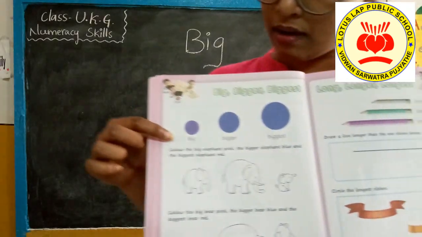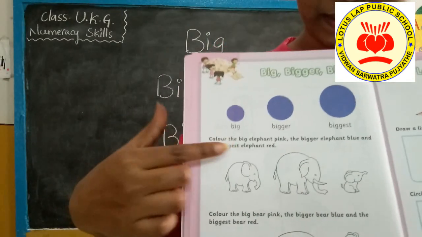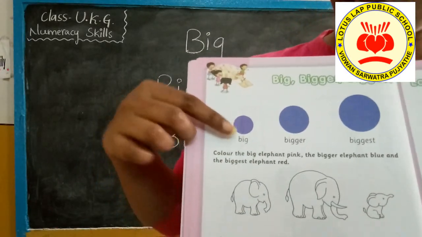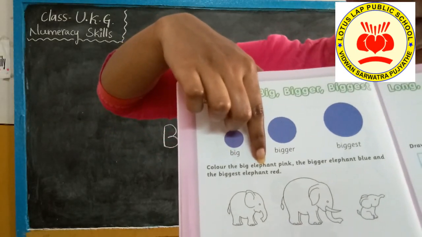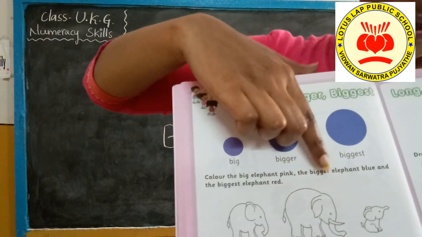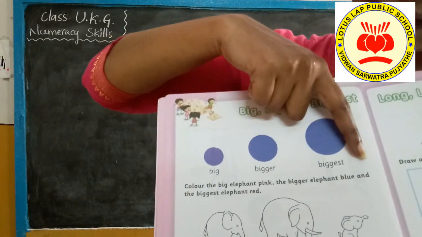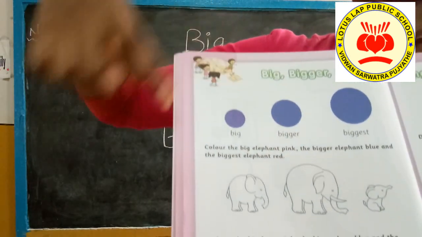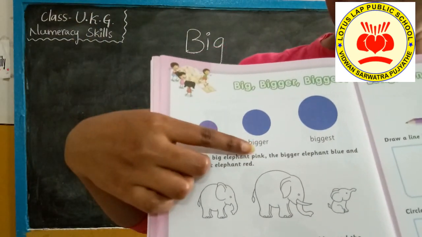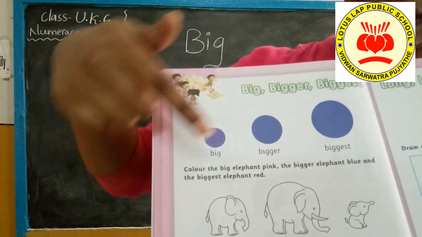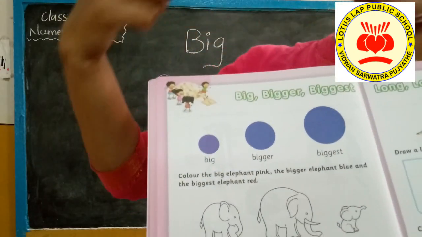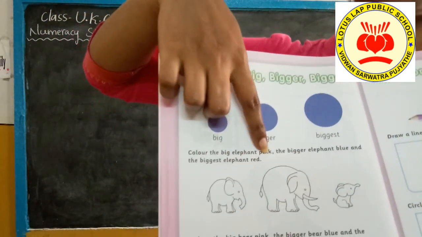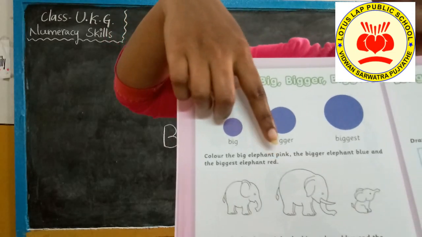Okay? So now what we have to do: some elephants and bears are given here. Color the big elephant pink, the bigger elephant blue, and the biggest elephant red. The big elephant we have to color pink, the elephant which is bigger we have to color blue, and the elephant which is biggest among these three we have to color red. Shall we start coloring?